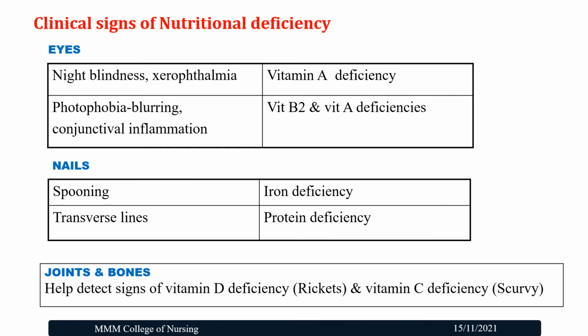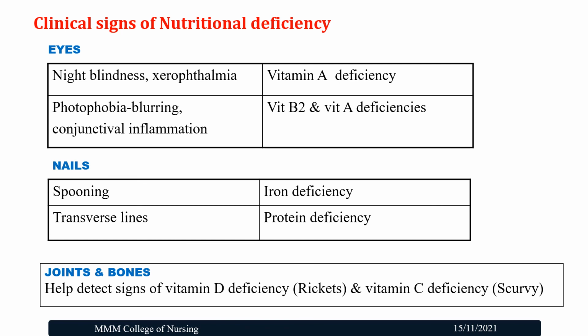And in eyes, night blindness and xerophthalmia indicate vitamin A deficiency. Photophobia, blurring of vision and conjunctival inflammation all indicate vitamin B2 and vitamin A deficiencies. Moving on to the nails, spooning shape of nails indicates iron deficiency. Transverse lines represent protein deficiency. Coming to joints and bones, it helps to detect the signs of vitamin D deficiency, that is rickets, and vitamin C deficiency, scurvy.